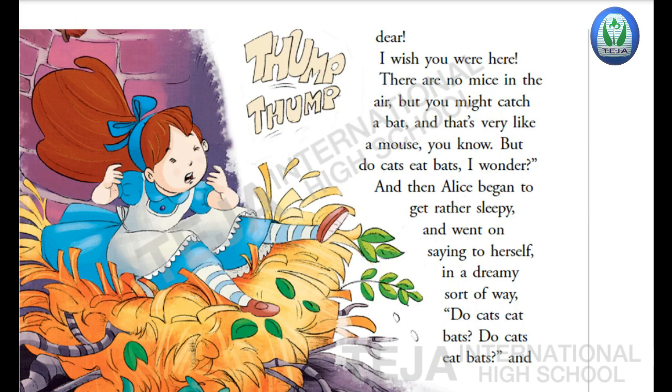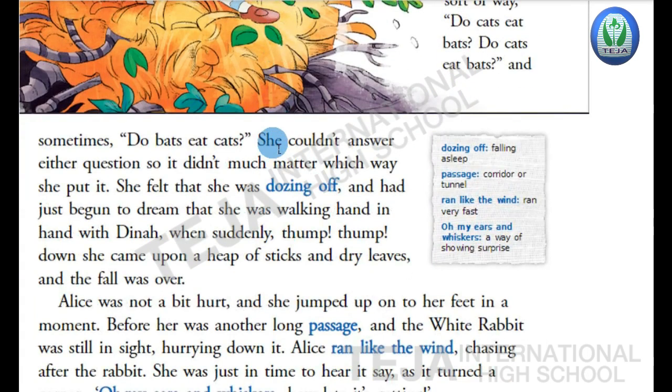Do cats eat bats? And sometimes she is saying, do bats eat cats? So she was asleep, and in the dream she was saying, do cats eat bats? Do bats eat cats? For some time she was saying, do bats eat cats? She couldn't answer either question, so it didn't matter much which way she put it.